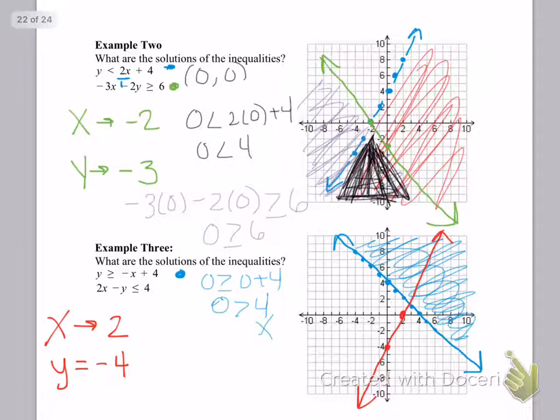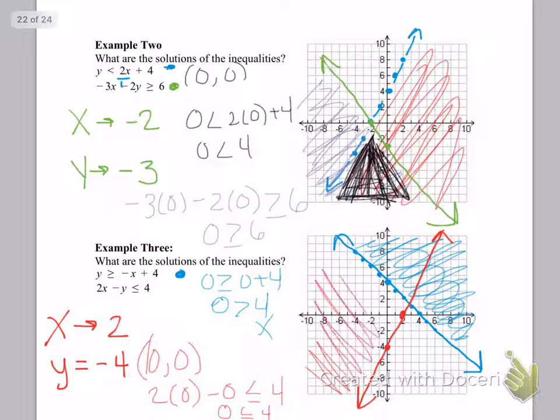Now let's go ahead and do our shading. So we've got 0, 0 to plug in. So we'll have 2 times 0 minus 0 is less than or equal to 4. So it's saying 0 is less than or equal to 4. That is true, so that means you're shading this side because you want to shade 0, 0. And you've got to look and see where they overlap, where you've got the mix between blue and red. And that is right here. So you need to darken that in so we can see where they overlap. Cool, that was example number 3.